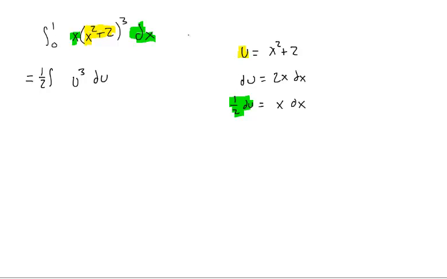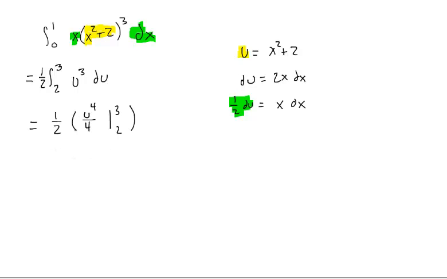So we do that by plugging into our u equals x squared plus 2 function. When I put 0 in for x, I get 0 plus 2. So now my u limit of integration is from 2 to, 1 squared is 1 plus 2, 3. And this makes it more convenient at the end of the problem because we don't have to change our integral back to x after we're done. So here we have 1/2 times u to the 4th over 4, evaluated from 2 to 3.